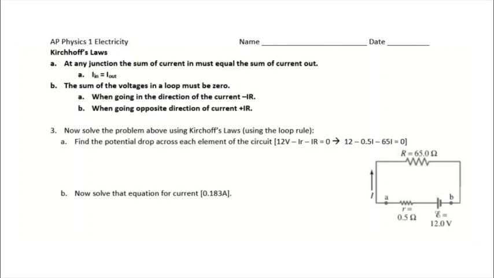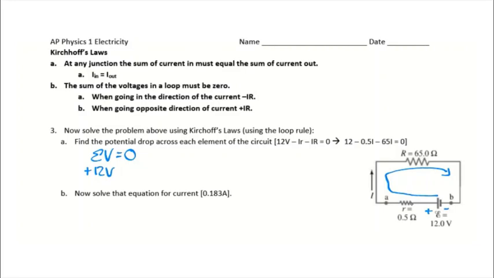So, we're going to be using the loop rule. And so I'm going to draw that loop here, and we're going to be going in that direction. Keep in mind that the shorter side of the battery is negative, the longer side is positive. So, the loop rule says that the sum of the voltages has to equal zero. So as we go through at the power supply where we begin, we have plus 12 volts.